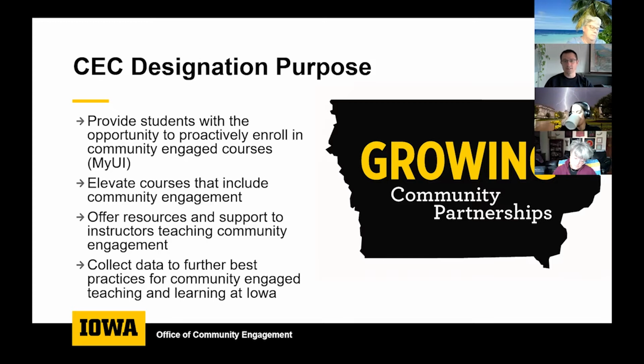And then the final thing is that this helps us to collect data and think about how we can further best practices for community engaged teaching and learning. One of the things we are hoping is that instructors that are applying for the designation and getting their courses designated will let us know how things are going, and what they're learning through the process, not just about the designation itself, but about teaching community engagement at the University of Iowa. So there are many reasons that we think this is a valuable designation, and we're hopeful that there's benefit for a variety of folks here at the university.